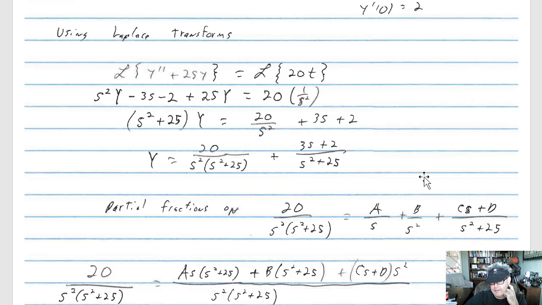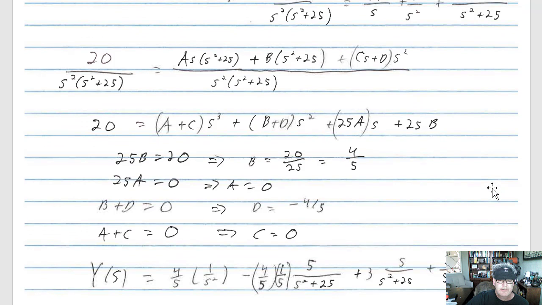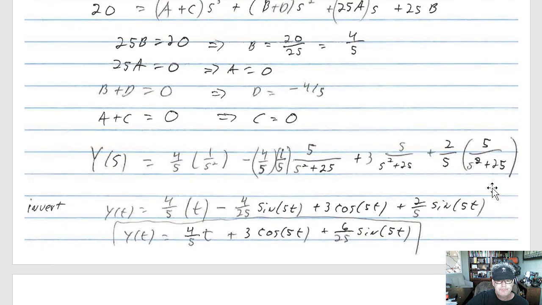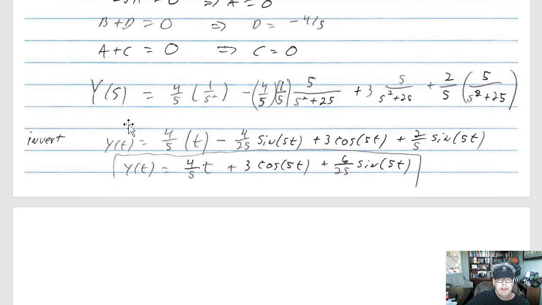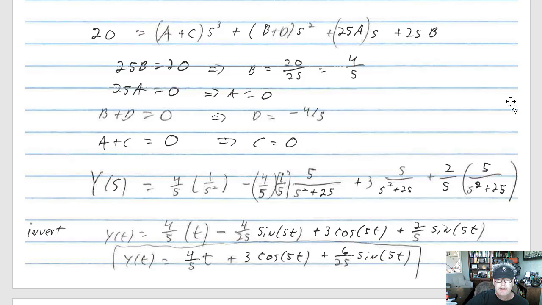And now I need to use partial fractions again, not for this part. So this part I can split up easily enough. But this one I need partial fractions, and again I'm going to skip those details. But in the end we get big Y is 4/5 times 1 over s squared. Look at my coefficients here. I think I can get them all to fit.